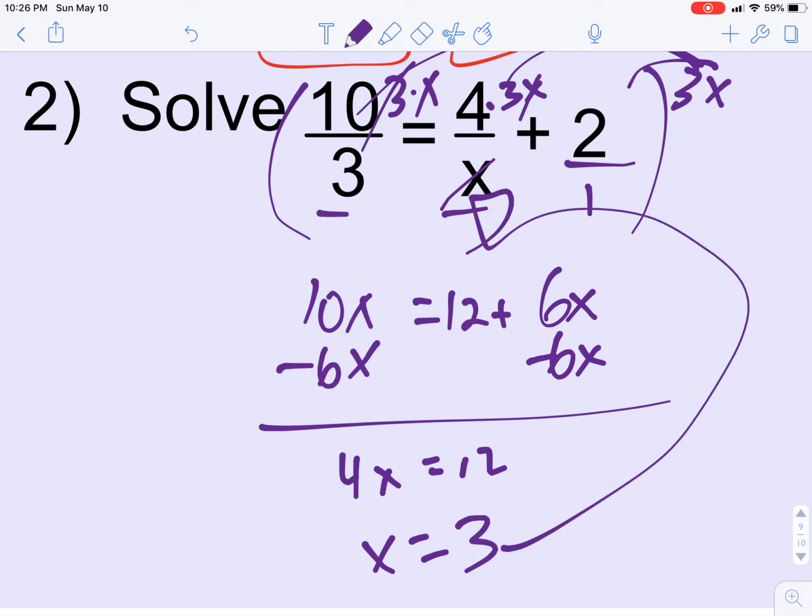Plug it back in. You are not going to get dividing by 0, so I'm assuming our math is right. We're good to go. x is equal to 3.